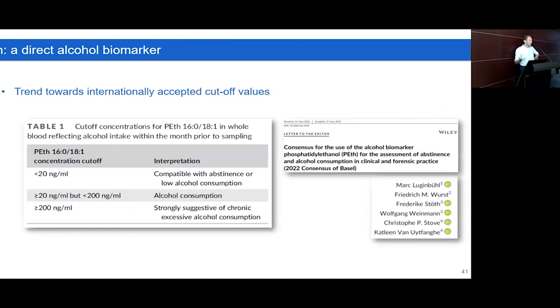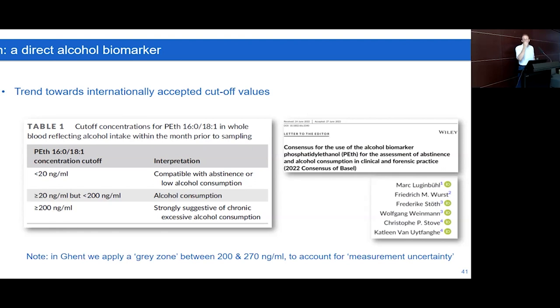In a sense, below 20 nanogram per mil, you're considered compatible with abstinence or low alcohol consumption. So a glass of wine every week or every 2 weeks will still give you a result below 20 nanogram per mil. Then social drinking or alcohol consumption is between 20 and 200. And above 200 is strongly suggestive of chronic excessive alcohol consumption, that corresponds to roughly 6 units. You also have the 10 gram as the unit here for a unit of alcohol, I heard from other colleagues. So that means like a bottle of wine per day, or 3 Belgian beers, because Belgian beers are stronger beers, or six regular beers, but then 250 mil, every day, on a daily basis.